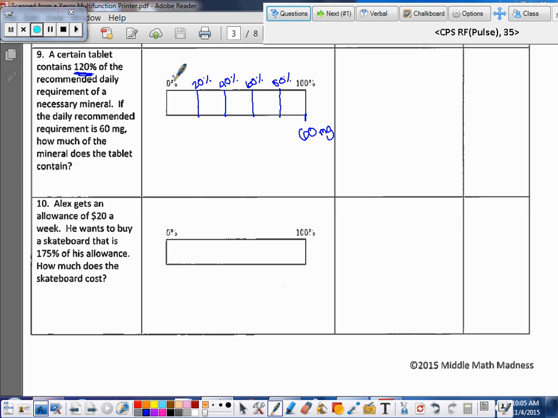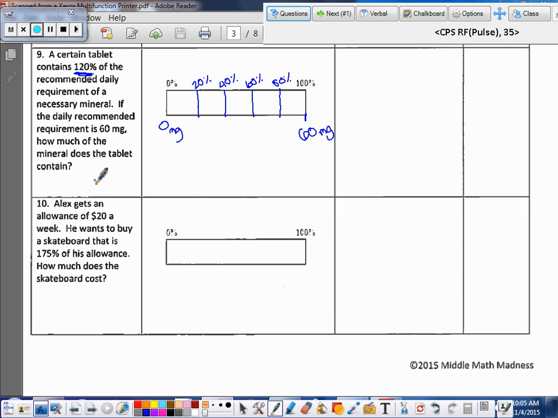Now, I divided into how many boxes, Jeremiah? How many pieces I divided into? 5. So if I have 60 milligrams total, how many milligrams are in each piece? How would I figure that out? Well, I don't want about, I want exactly. So how would I do it mathematically? Divide. Divide what by what?